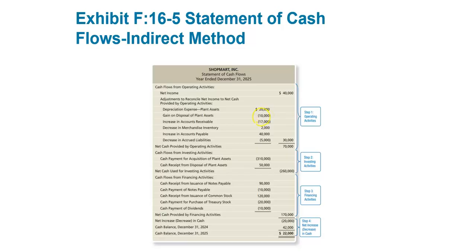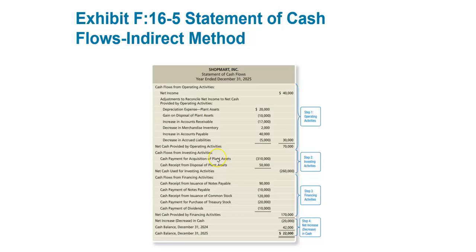It's the $10,000 gain, which was a non-cash increase in net income, so we've moved it down to here. The increase in accounts receivable, another $17,000, and a decrease in accrued liabilities. If you add these up, it comes up to the difference, the $32,000 difference, to make the actual cash inflow from operations at $70,000. From here on, it's very easy to do the rest.